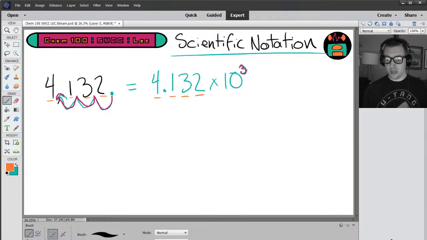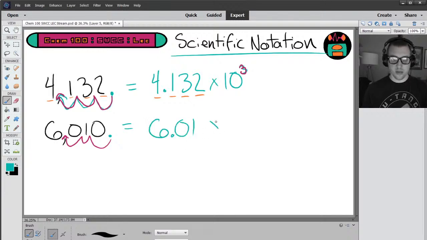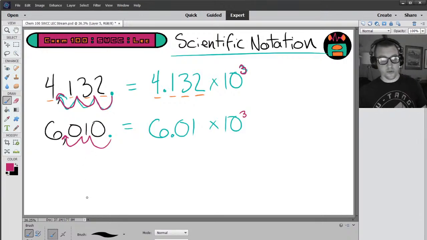So for example, if I asked you to write 6,010 in scientific notation, again, you find that decimal place and you bounce it over 1, 2, oops, got a little ahead of myself, 1, 2, 3 spots. So 6,010 in scientific notation would be 6.01 times 10 to the third. And again, it's 10 to the third because we had to bounce that decimal over 3 places.